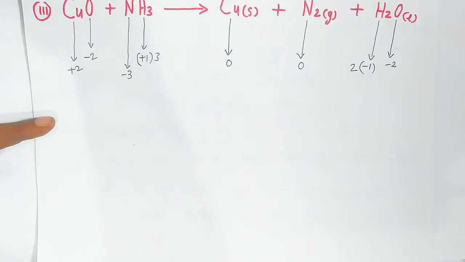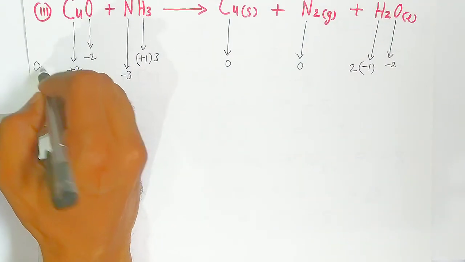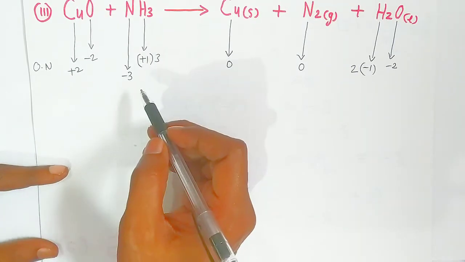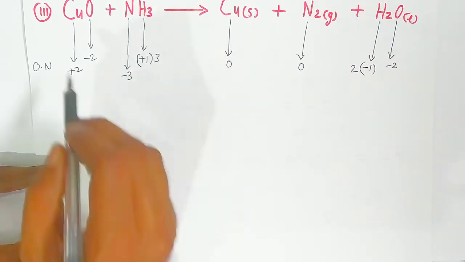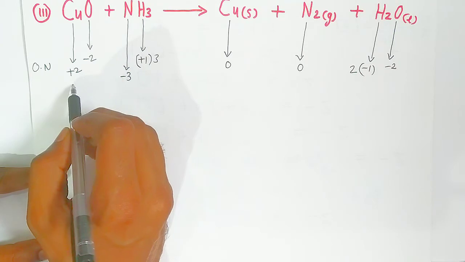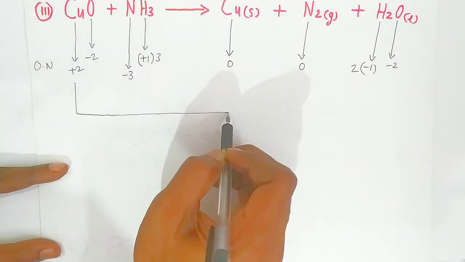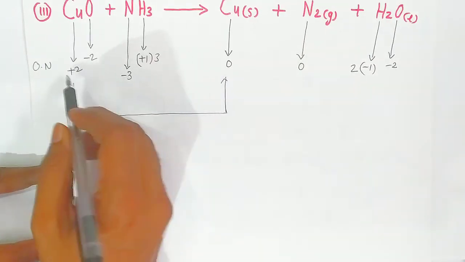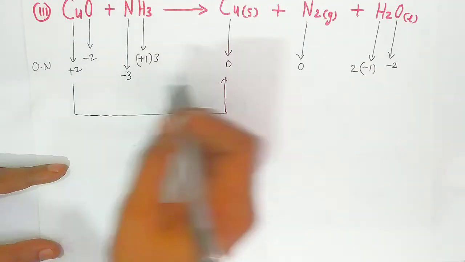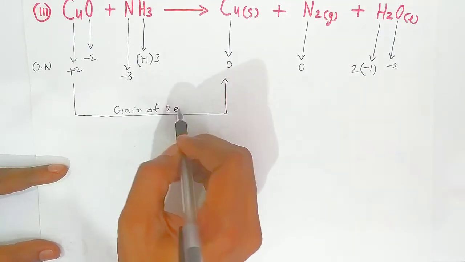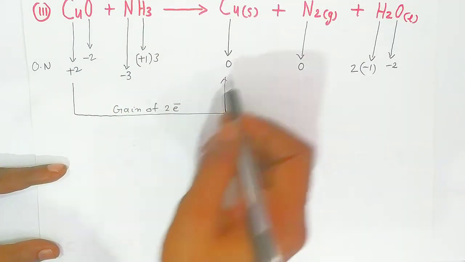Okay students, now once you have written the oxidation numbers, see where the oxidation number is increasing and where it is decreasing. Now students, here you see the copper oxidation number is +2, now it is decreasing. There is a decrease in oxidation number by gain of electrons. So how many electrons will it take to go from +2 to 0? So there is a gain of 2 electrons. So +2 and -2 will be 0.